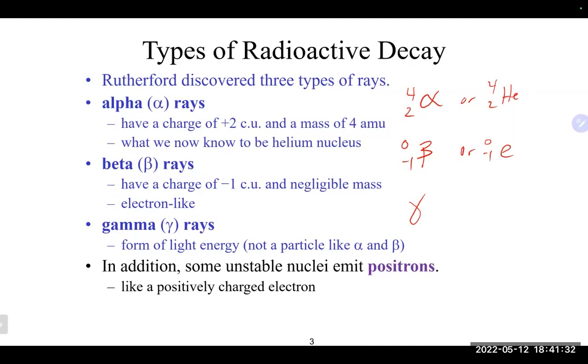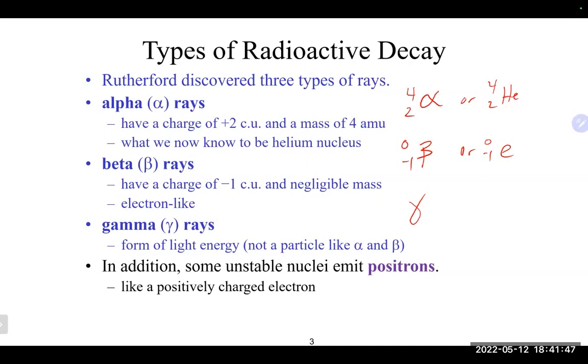In addition, there are some other symbols that we will come across very commonly in here. Sometimes unstable nuclei will emit what is known as a positron. It's like an electron with a better attitude.